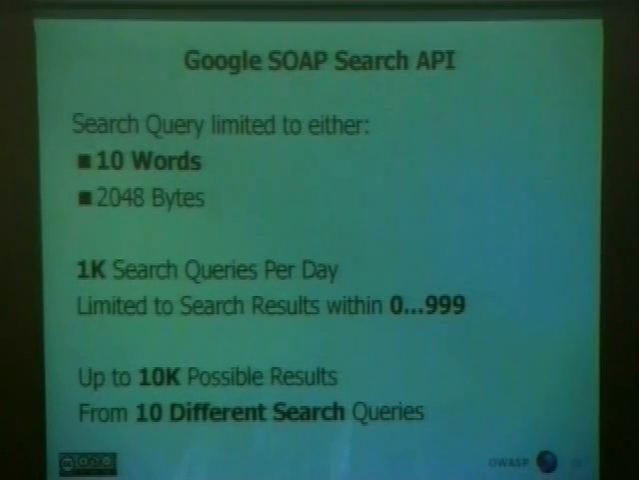Within the API itself, it specifies the first result as 0, so that's why it's 0 to 999 there. This provides us with up to 10,000 possible search results using 10 different search queries. Essentially, with the limitation of 1,000 search queries per day, each limited to 1,000 results, you times that by 10 and you therefore get your 10,000 possible results. The results can also be reduced if there are only, say, 800 search results returned, or a number less than 1,000, by Google.